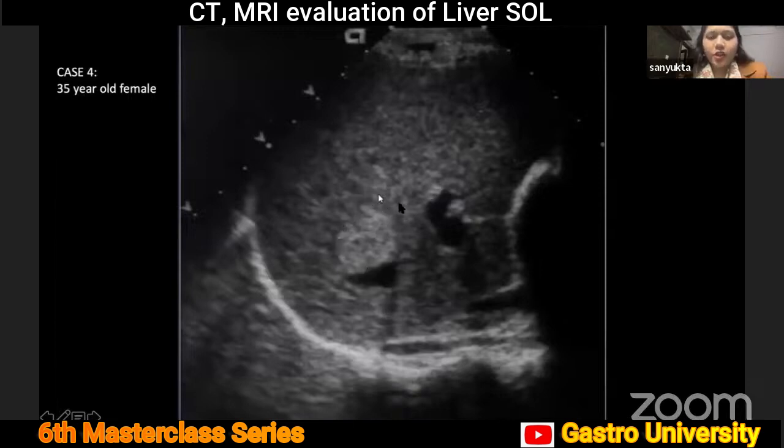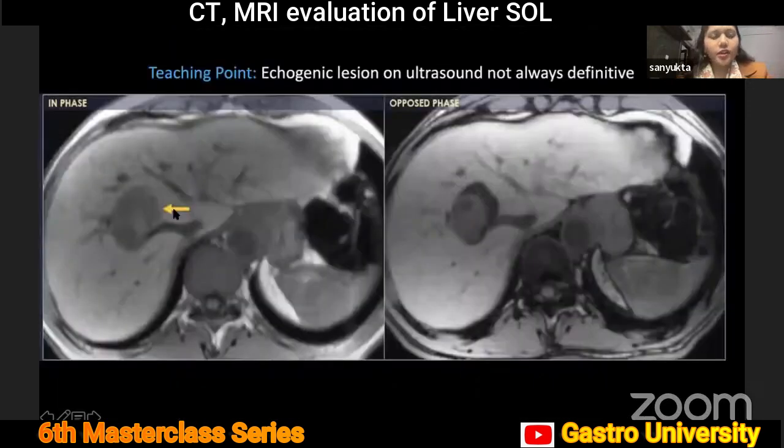Are all the hyperechoic lesions on ultrasound hemangiomas? So this was an incidental finding, and the hyperechoic lesion did not turn out to be a hemangioma. This MRI was done, and this is the in-phase and opposed-phase, which shows intravoxel fat, and there is a hypointensity in the periphery, which is suggestive of a fat containing lesion. So an echogenic lesion on ultrasound is not always a hemangioma. Rarely they can be a fat containing lesion.